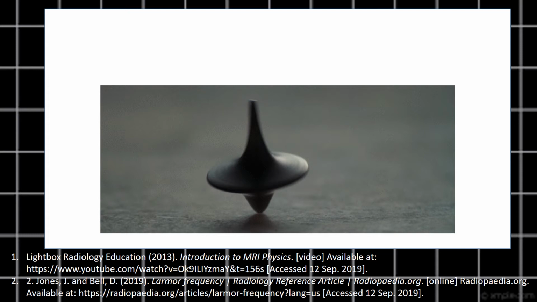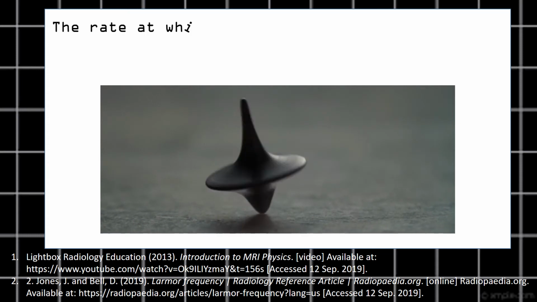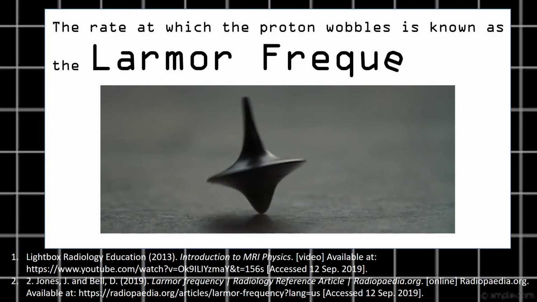When the magnetic moments are aligned in the same direction, they also experience a secondary rotation along their own axis. Imagine the proton is a spinning top. The top itself spins, but it also wobbles. This rate at which the top wobbles is known as the Larmor frequency.